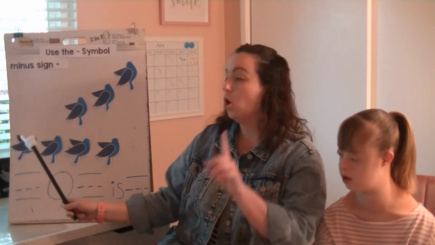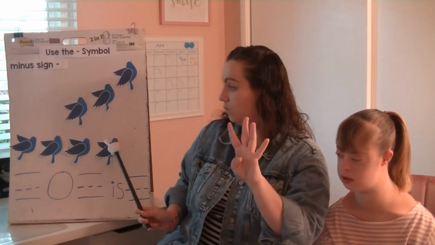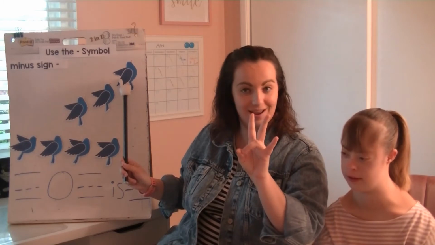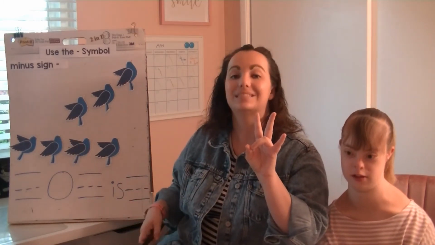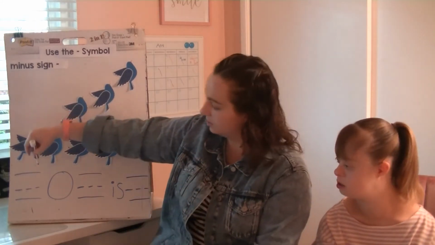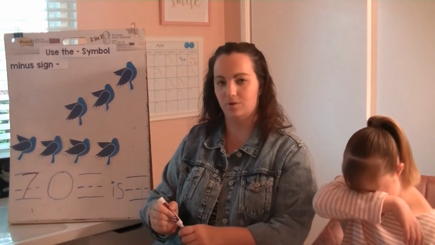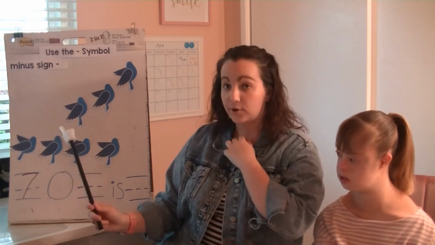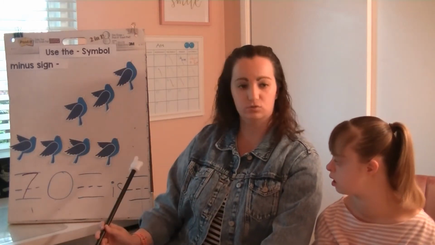Count with me. 1, 2, 3, 4, 5, 6, 7. How many birds am I starting with? 7, yes. So you'll take your writing tool and write that there are 7 birds in all to start with. Now, I see that some birds are flying away from the rest of the group.